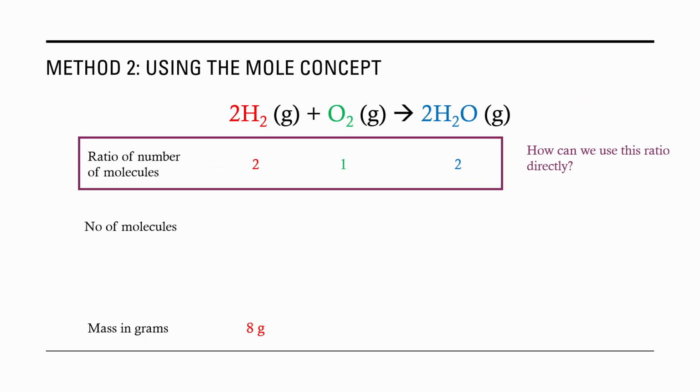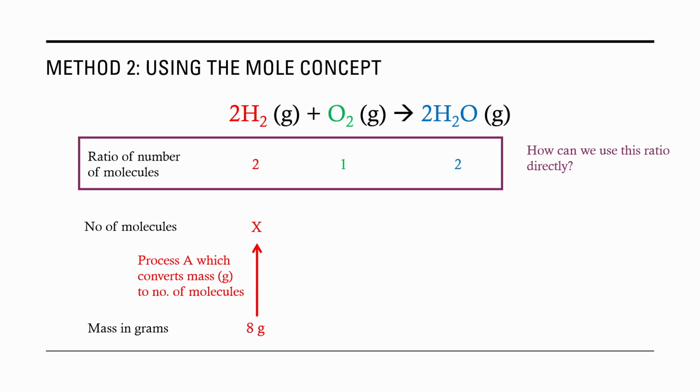So recall the example in the beginning of this video. We mentioned that we can't use these coefficients directly because these coefficients are number of molecules and not mass. And the problem is different elements have different masses. We can solve this problem if we can just work out how many molecules are in 8 grams of hydrogen. Then we can use this ratio directly because that's exactly what this is, a ratio of number of molecules. So we need a process, we'll call it process A, that converts the mass in grams to the number of molecules.